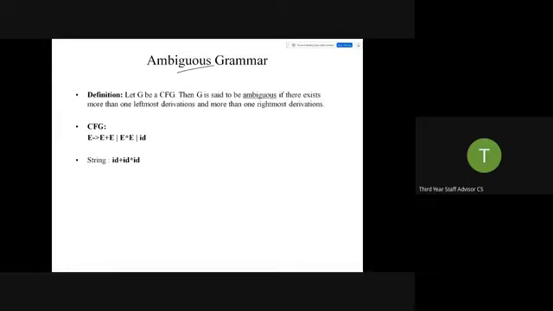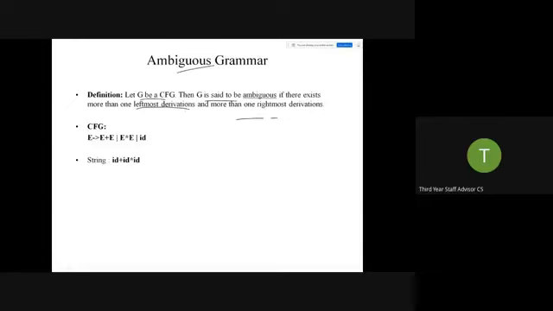We can say that if we have a grammar G, which is a context-free grammar, then G is said to be ambiguous if there exists more than one leftmost derivation, or more than one rightmost derivation. We can say that particular grammar is an ambiguous grammar. ഒരു grammar തന്നു കഴിഞ്ഞാൽ ആ ഗ്രാമറിൽ there exists more than one leftmost or rightmost derivation, we can say that grammar is an ambiguous grammar.